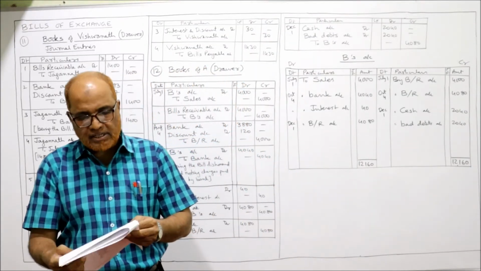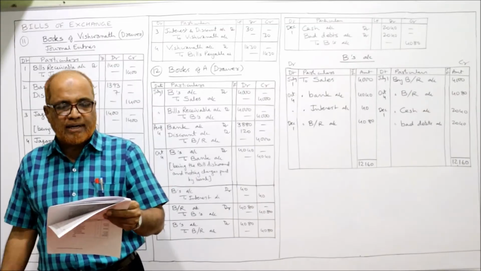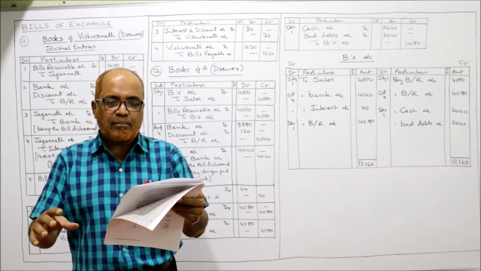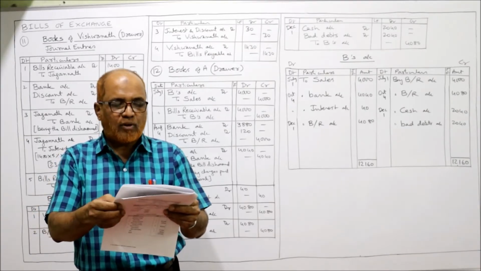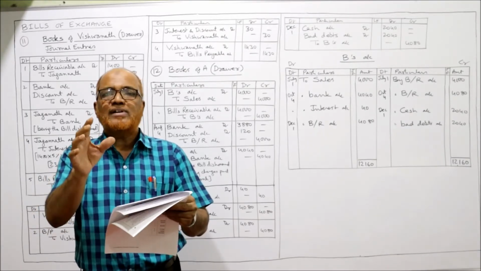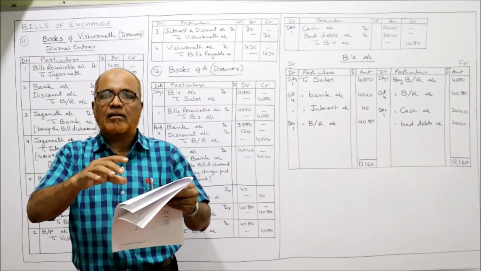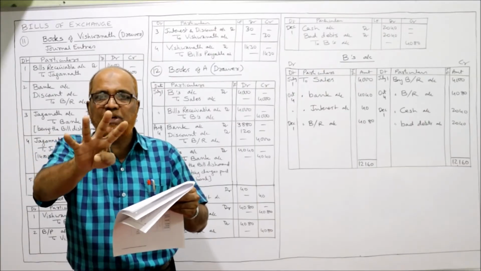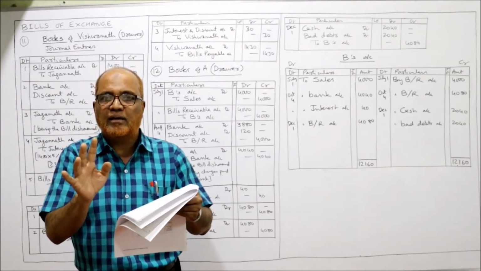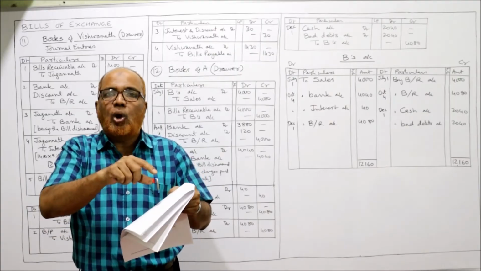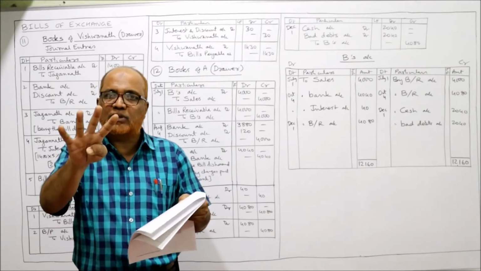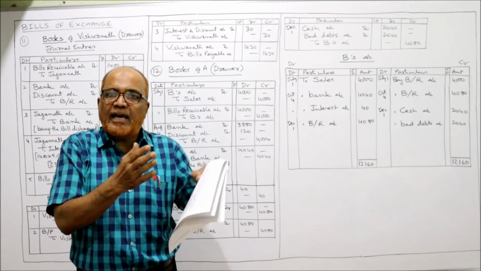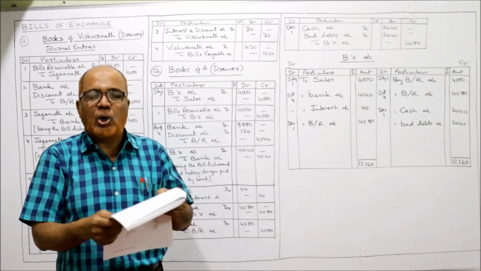I am reading out the 12th problem. See carefully. A sold goods for rupees 4,000 to B on 1st July, and on the same day drew a bill on B for 3 months for the amount due. So first of all, A is the seller, B is the buyer. A is selling the goods to B for rupees 4,000 on 1st July, and immediately A draws a bill on B for 4,000. B accepts the bill and returns the bill to A. A is the drawer, B is the drawee.